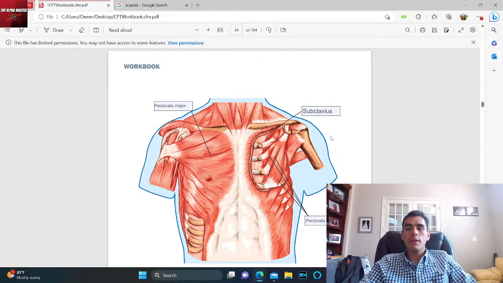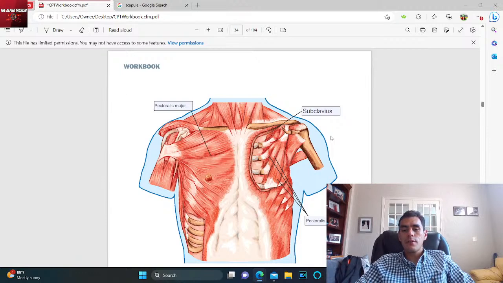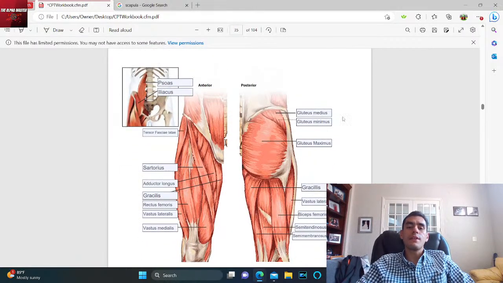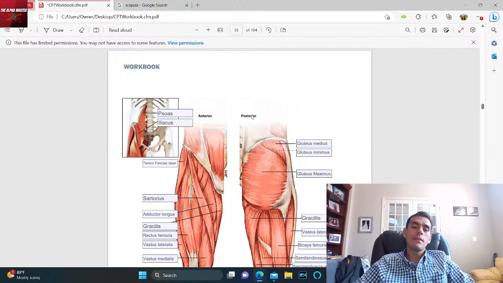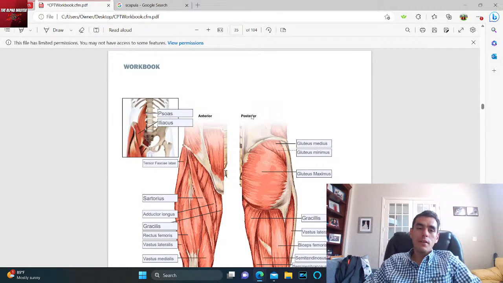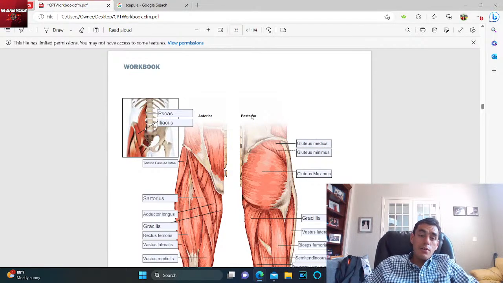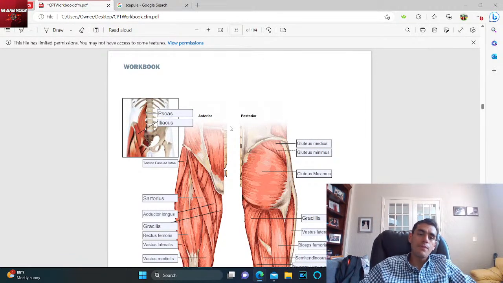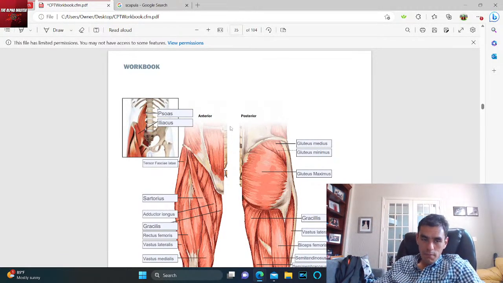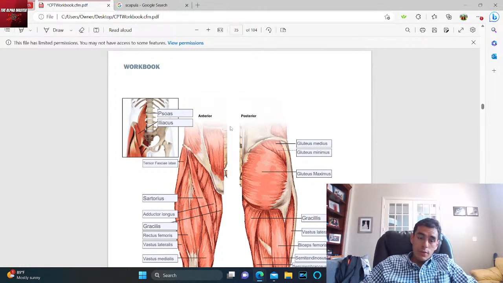The pectoralis major, the subclavius, and the pectoralis minor. So here you have the anterior portion. First you have the psoas and the iliacus. The iliacus is near the ilium, the hip skeleton. The psoas is near the lumbar spine, and the iliacus is near the ilium.